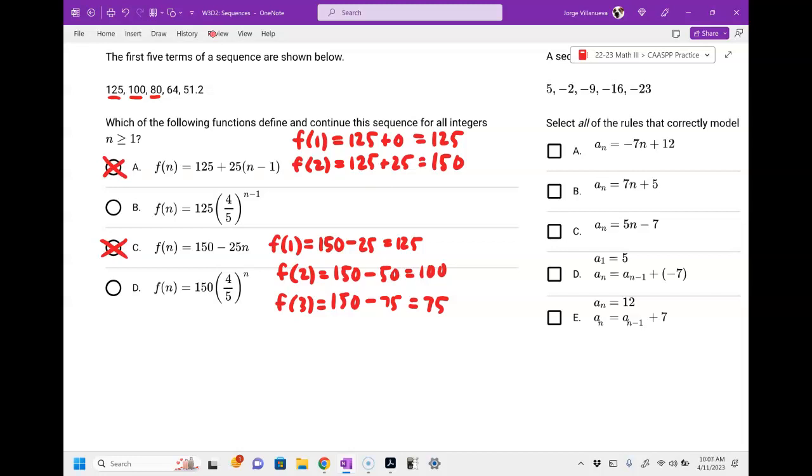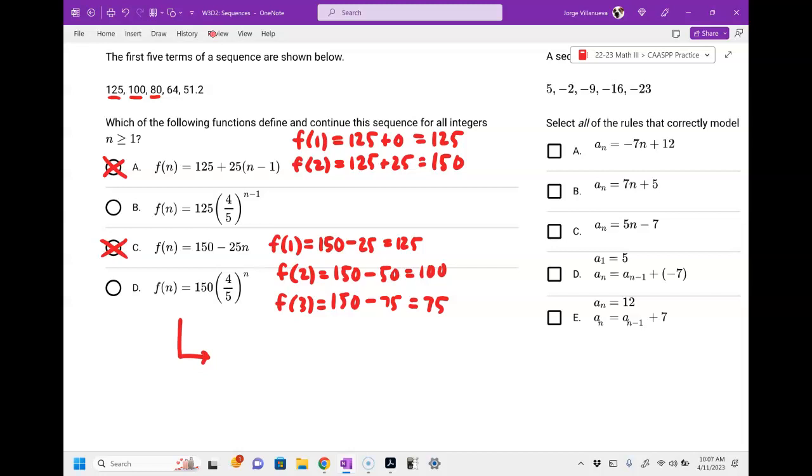Okay, so I'm kind of stuck here, right? I got to use a fraction one. Which one should I try then? All right, D looks easier, right? Because C has a negative. Let's try D, okay?